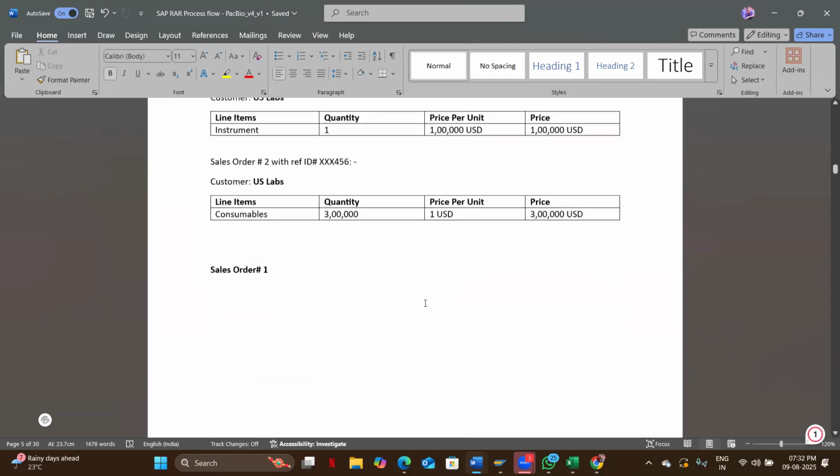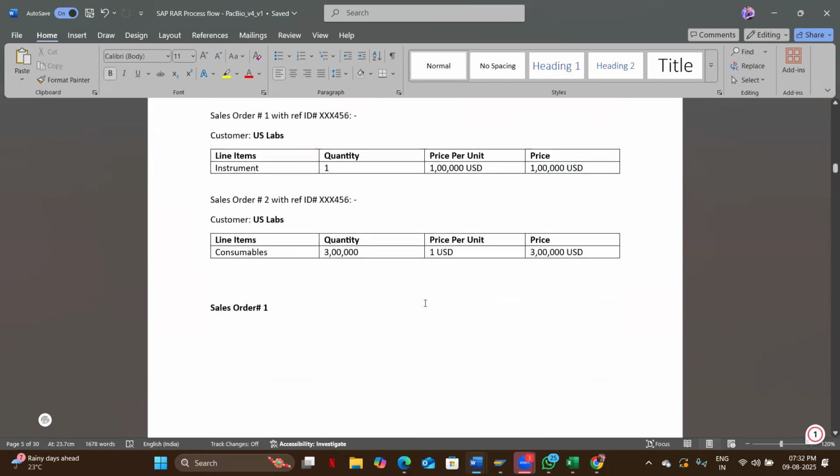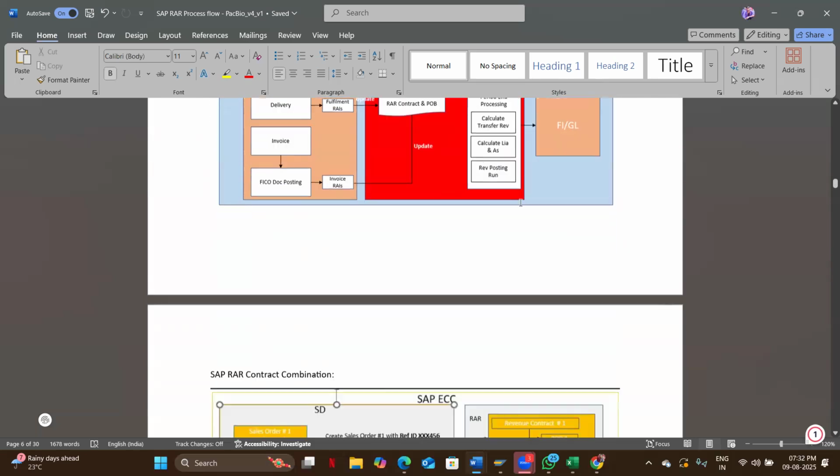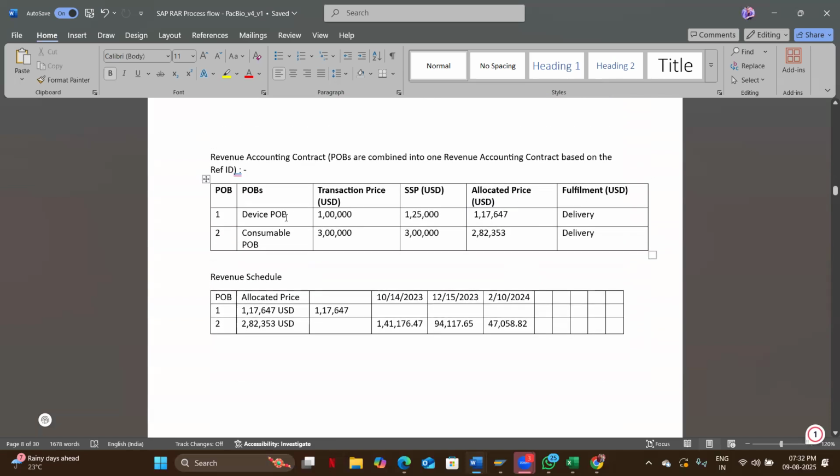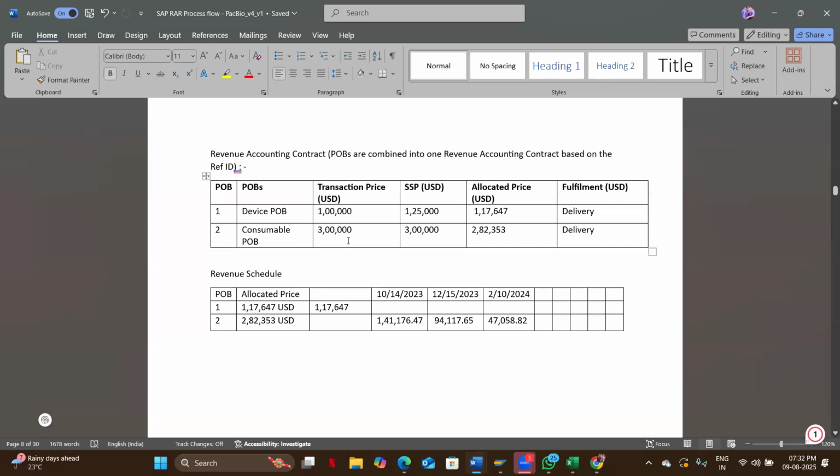So we can see example 2. Here, instrument and consumption: one instrument and 3 lakhs consumption, and per unit 1 USD. Total price is 3 lakhs USD. For the same thing, 1 lakh for the instrument, price is 1 lakh. So the same thing happened. This is the entry: devices and consumption.